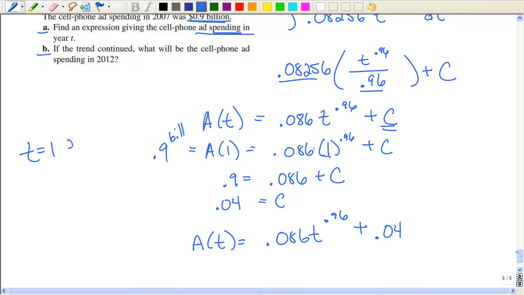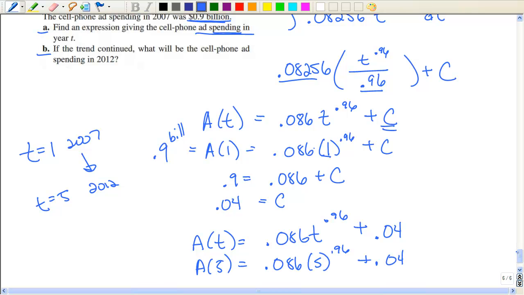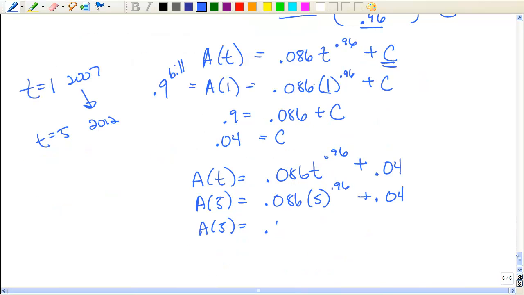Now, if the trend continued, what will be the cell phone spending in 2012? Well, remember, if t is 1 for 2007, then for 2012, t is equal to 5. So you're going to plug in 5 for t, and definitely you would go to a calculator for that. And I get 0.444, and that's going to be $1 billion.